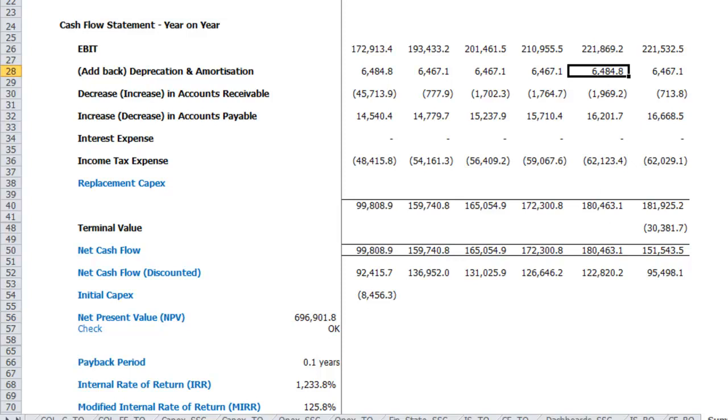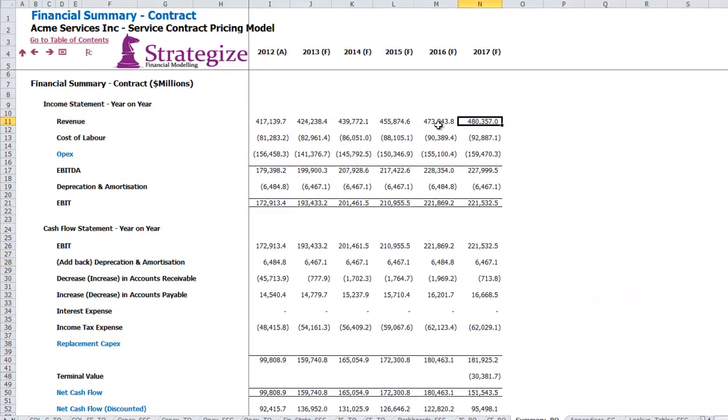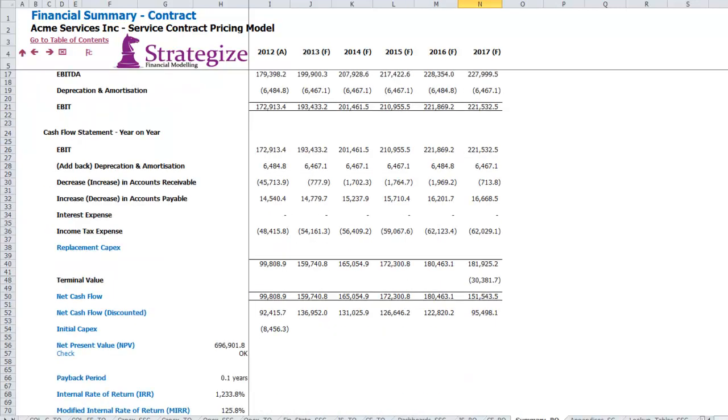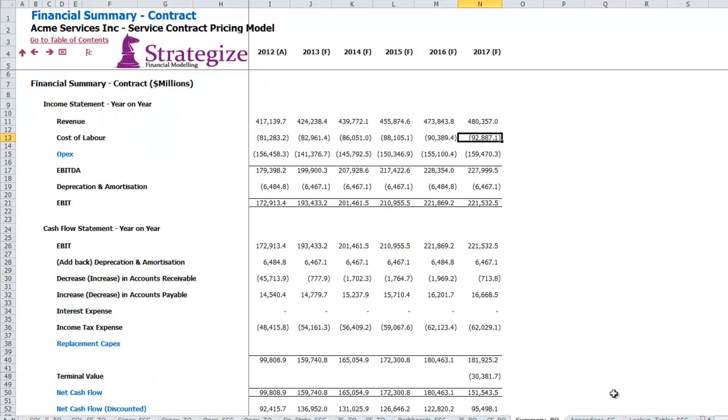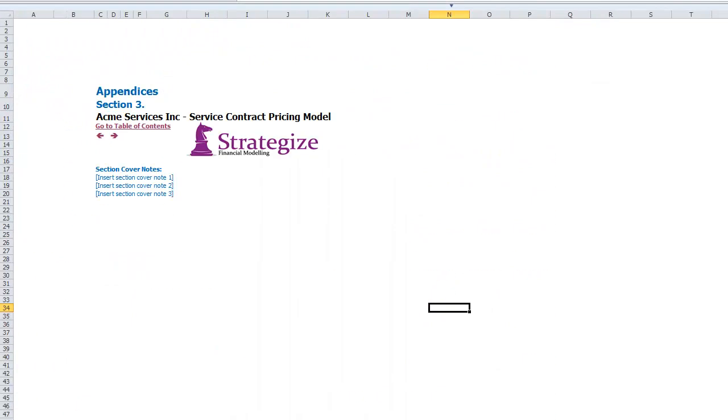So there we have it. That's the high-level detail that executive management want to see to understand what this contract is and how it's impacting the company's bottom line. And as per best practice financial modelling, we also have appendices for lookup tables and our error checks.